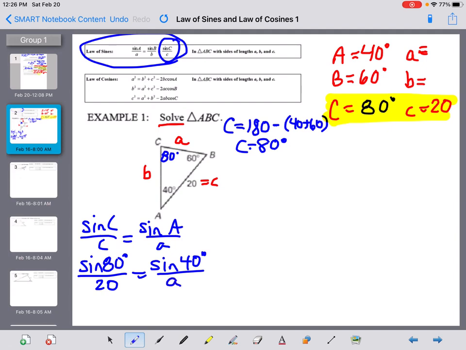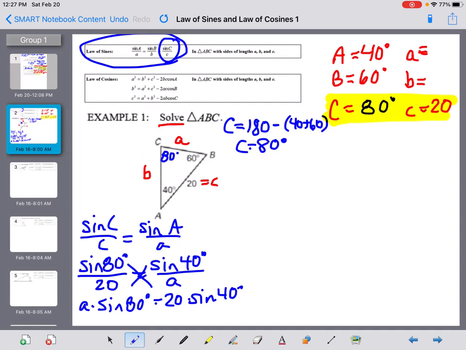Okay, I need to get A by itself. I want to solve for it. Well, currently it's in the denominator. Just a quick hint, when you're working with a proportion and your variable you're looking for is in the denominator, cross multiply. Get it so there's no denominators, right? So we're going to cross multiply. I'm going to get A times the sine of 80 equals 20 times the sine of 40. I always like to put what I'm multiplying by in front and my sines at the back so that what I'm multiplying by doesn't get confused with my angle.